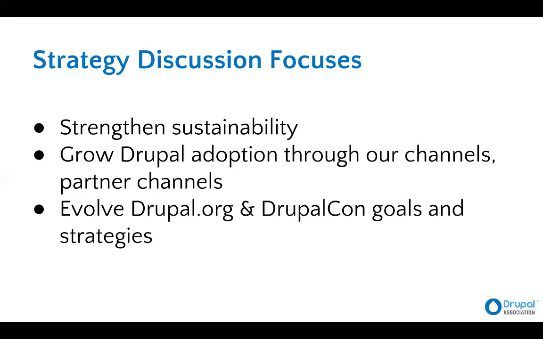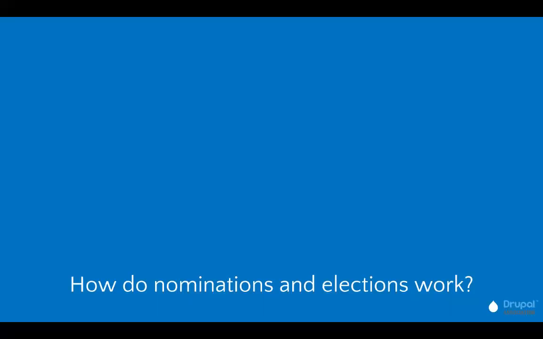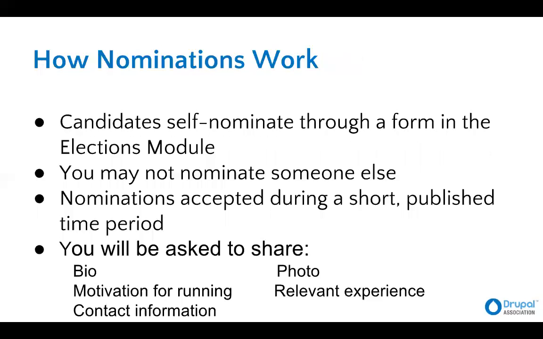So with that said, and now that you know a bit more of what kinds of topics we'll be discussing, I think it's important to just understand how nominations and elections work. So as we've mentioned, candidates self-nominate themselves through a form in the elections module. You cannot nominate someone else. And nominations are accepted during a short period of time. This year it's February 1 through February 17. And you fill out a candidate profile page.